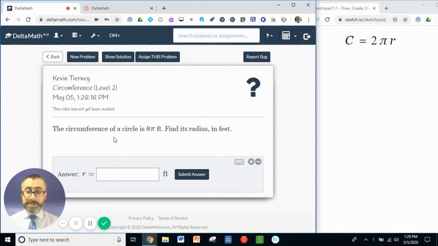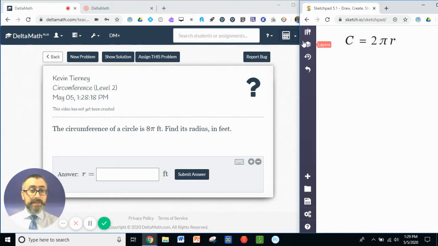The circumference of a circle is 8 pi feet. Find its radius in feet. Okay. I'm going to take what I know and apply it to my formula. Since I know that the circumference is 8 pi, I can replace the C in the formula with 8 pi. And I know that that will equal 2 times pi times the radius. I don't know the value of the radius right now, but I can figure it out by doing some algebra.